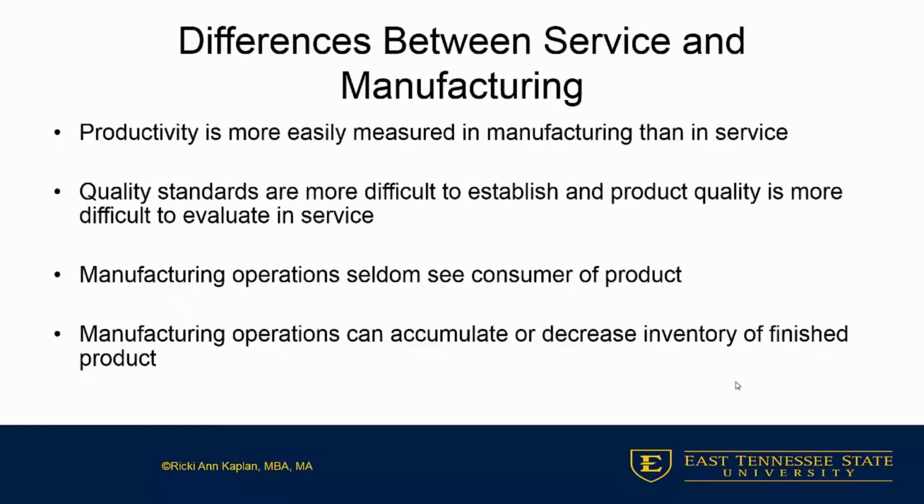Service professionals and people who work in the service industries usually get that feedback a lot quicker. They're able to gauge what clients and customers need. Manufacturing operations can accumulate or decrease inventory of finished products. You can stock toilet paper. If something is not going to go bad, you can stockpile that.